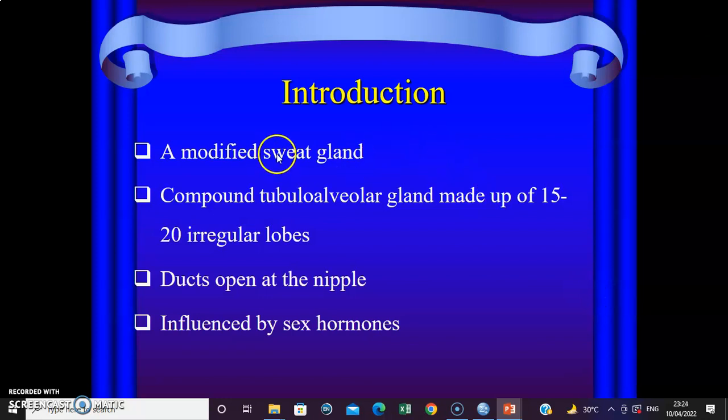So the mammary gland is a modified sweat gland. How do you classify it? Remember, we talked about classification of glands, under the discussion of epithelial tissue. So it's a compound tubular alveolar gland, and it contains 15 to 20 irregular lobes, and each lobe has a duct, and the ducts open in the nipple. The development of the mammary gland and its functioning is usually influenced by sex hormones.